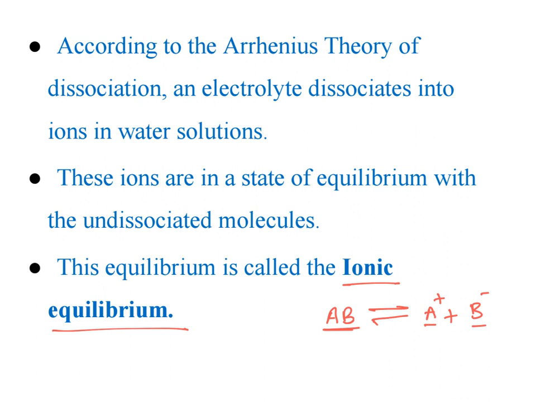So whenever we want to write an ionization constant or dissociation constant, first we have to represent this equation. When we are taking an electrolyte, we have to represent how it undergoes dissociation in aqueous solution. And the equilibrium is established between ions and undissociated molecule. This equilibrium is called ionic equilibrium.